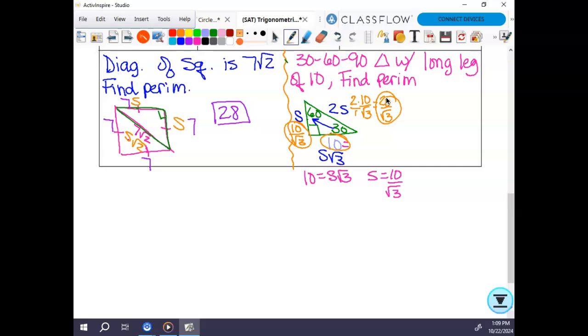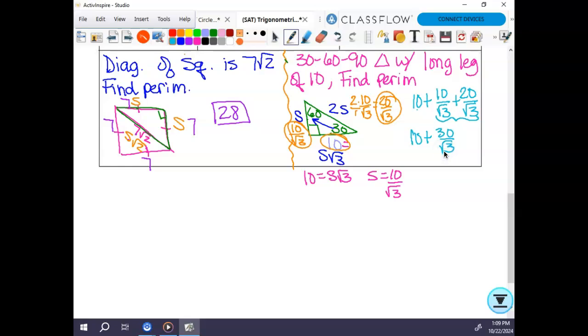Okay. Everybody okay with all that so far? We want to find the perimeter, so we want to add them all up. I'm going to add 10 plus 10 divided by the square root of 3 plus 20 divided by the square root of 3. I'm not going to be able to combine all 3 terms because this one is different, but these have a common denominator, so I can combine these two, and I can get 10 plus 30 divided by the square root of 3.